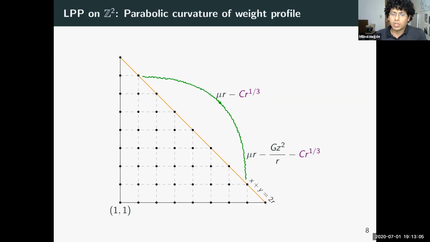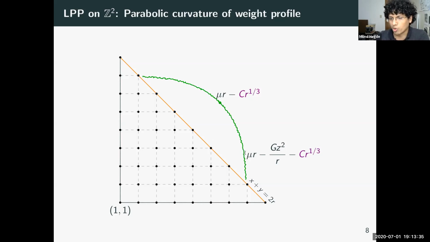Okay, so we saw that if your path is ending at (r, r), the leading order term is mu r. But you could end elsewhere on this line. You don't have to end only at this midpoint (r, r). So suppose you end at, say, (r minus z, r plus z), as a function of z, then the point is that you will be suffering a loss in your weight, actually. And the amount of loss you suffer is parabolic in the distance you go outwards.